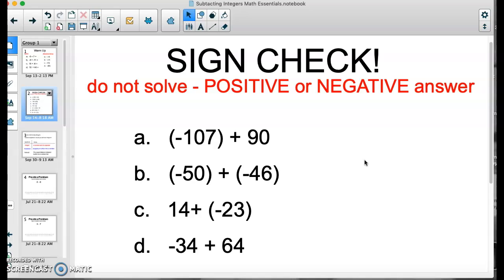Here is just a sign check. So what I'm looking for is you're not actually solving the problem and finding the answer. You're just telling me if the answer is going to be a positive or a negative answer. So is A positive or negative, B positive or negative, C positive or negative, or D positive or negative?